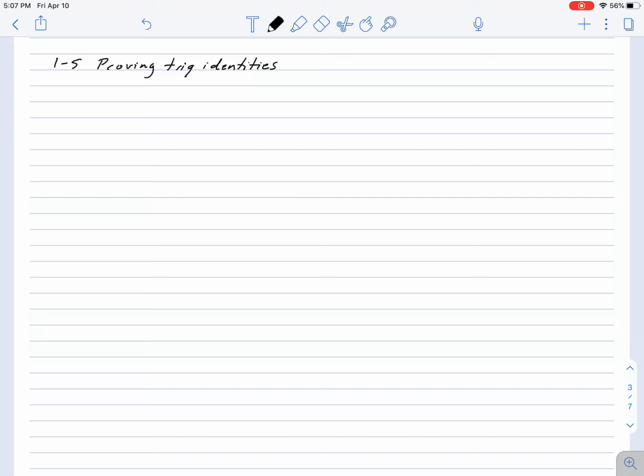All right, here we go. The last part of this chapter. Trig section 1.5. We are proving trig identities. Right, here's a list. This is going to feel a lot like the section on simplifying trig expressions, only now you have another side of the equation.